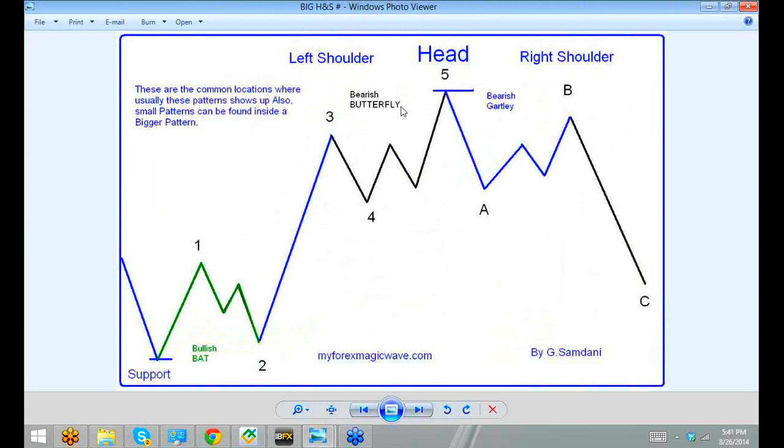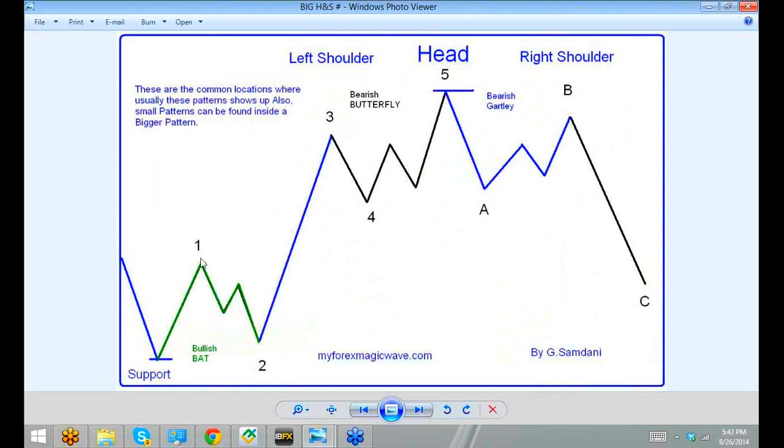butterfly pattern, which usually has two calculations, either 1.27 or 1.618. Okay? So don't worry, I'm just telling you very fast, but you will learn every single thing in the course. So once you see this kind of pattern, then you know.